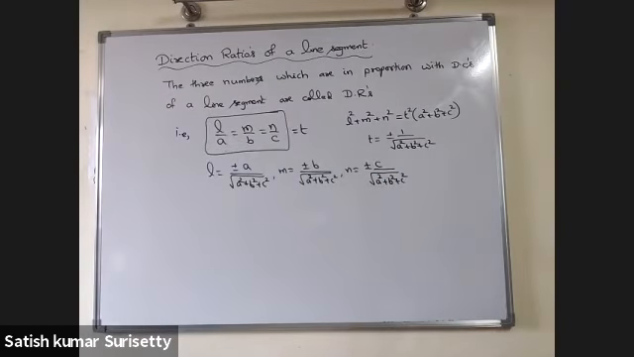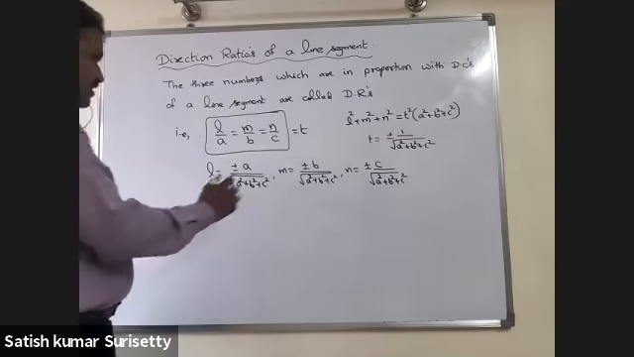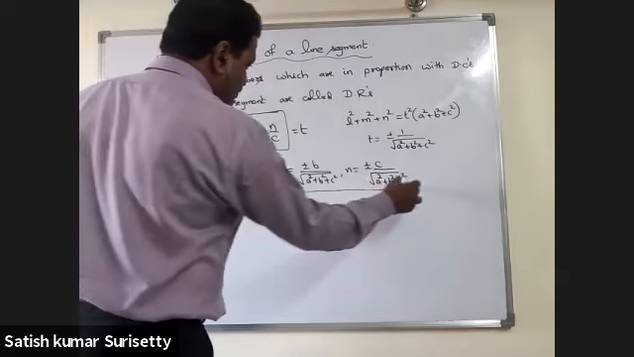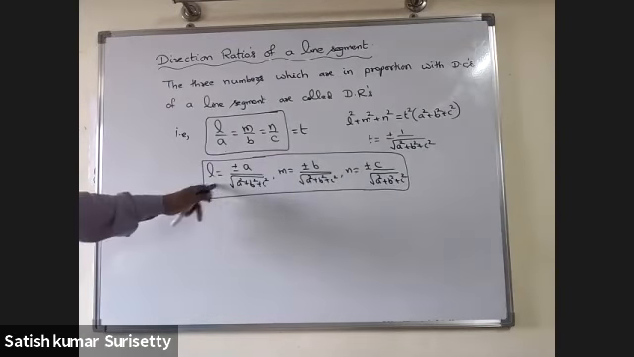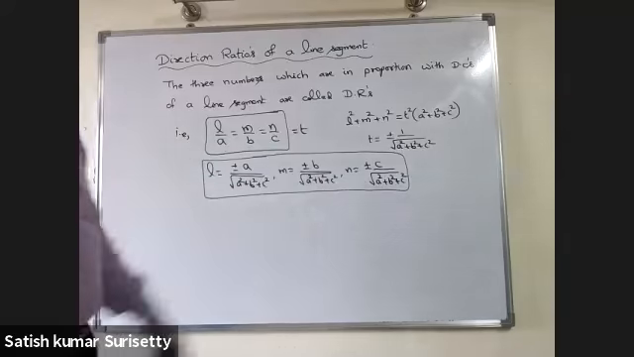That is, whenever you are having direction ratios, you can write direction cosines using these formulas. And check, is the sum of these squares equal to 1 or not? L square plus M square plus N square should be equal to 1.